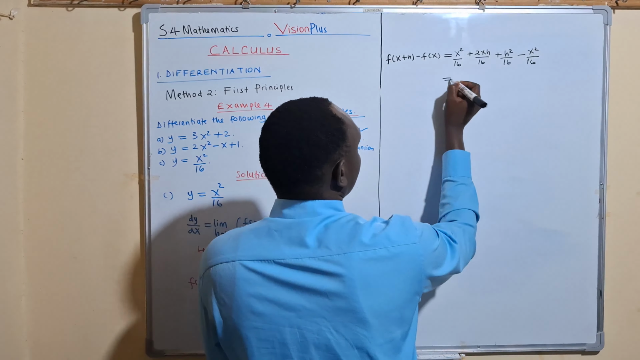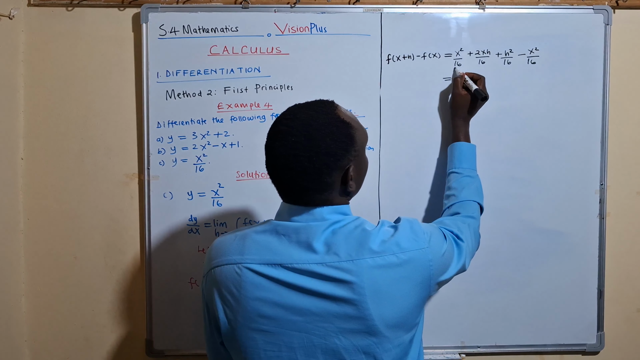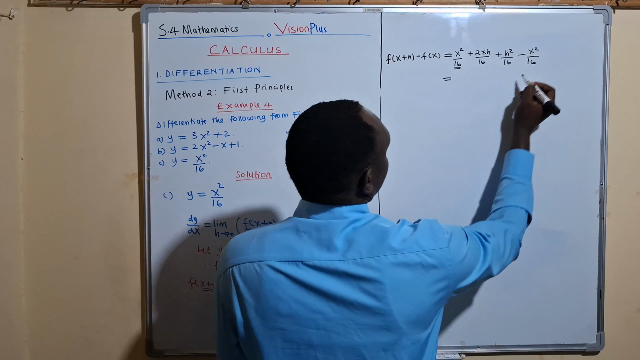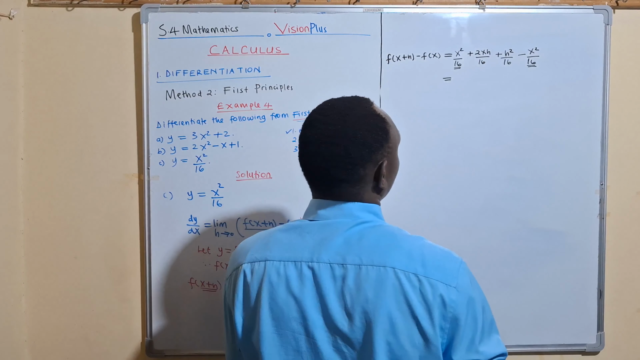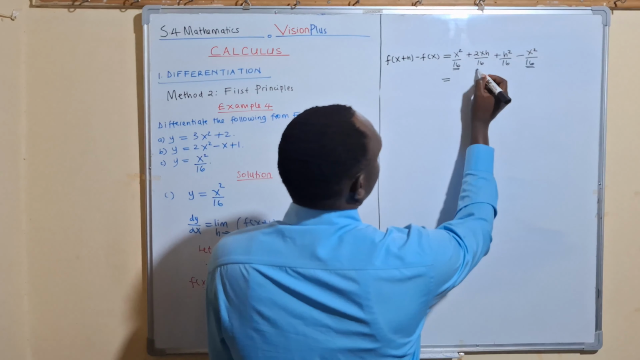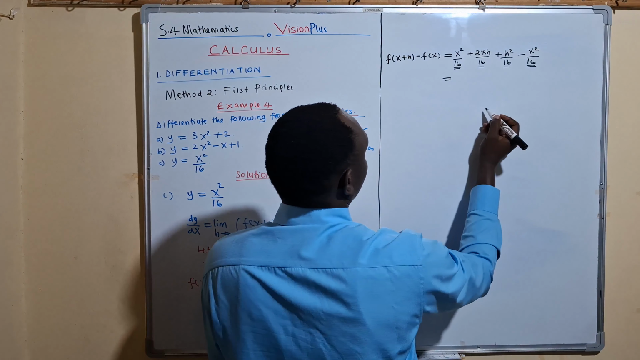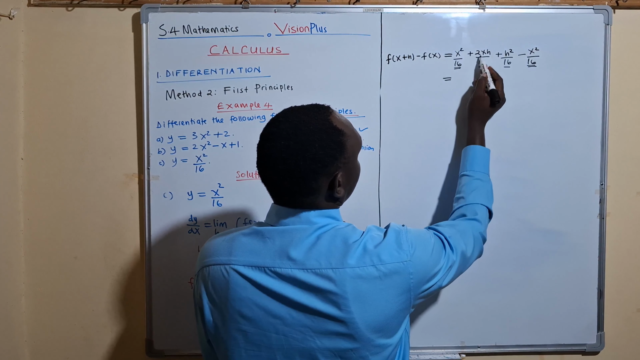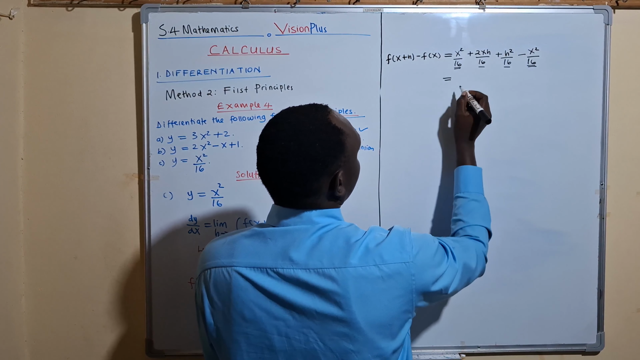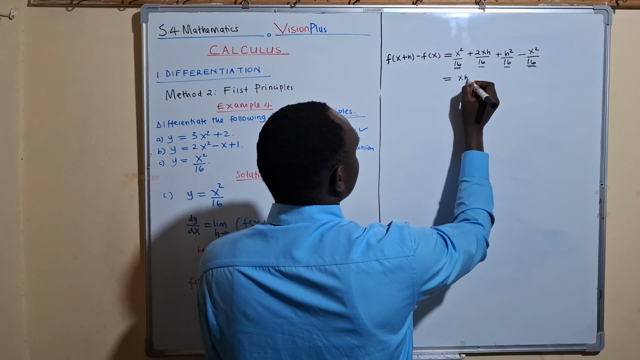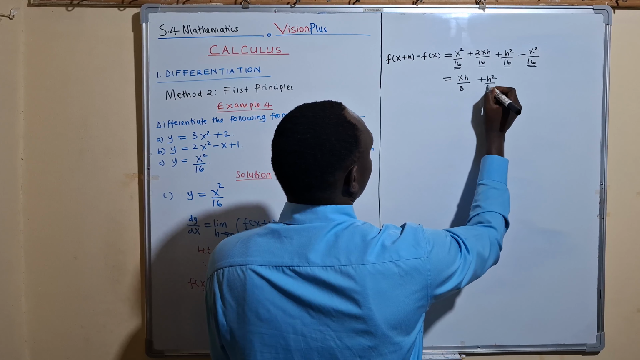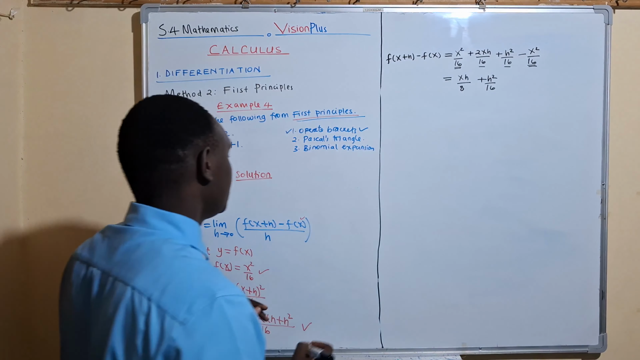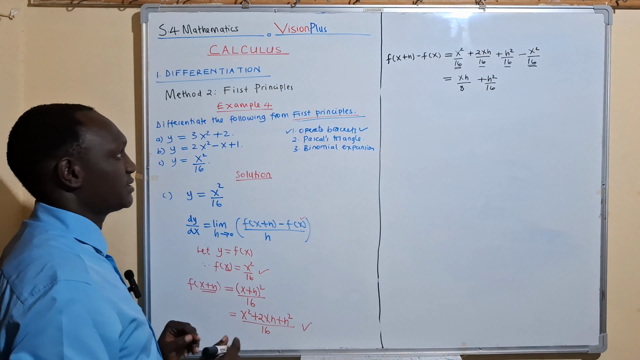Then we simplify. x squared over 16 minus x squared over 16 will give us 0. They cancel out, so we are left with this term and this term. Now here we can simplify by 2: 2 over 16 is 1 over 8. That gives us xh over 8 plus h squared over 16. That is the difference of the two functions.